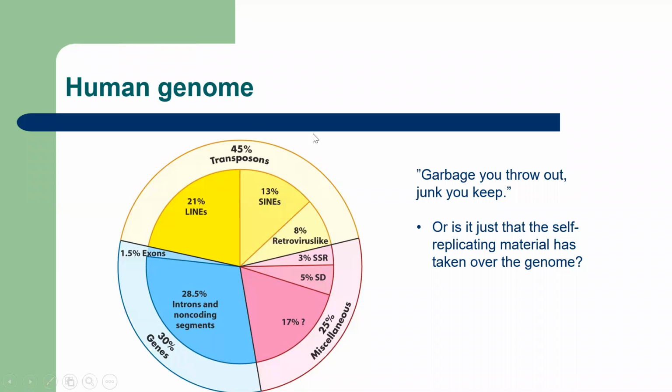And there have been single reports of some specific L1 element being actually active in the brain, being transcribed at a specific point of brain development, and possibly leading to regulatory RNAs that are helping in the brain development.